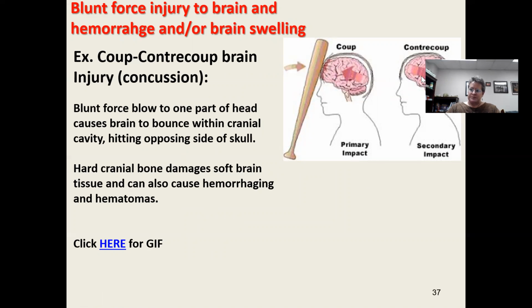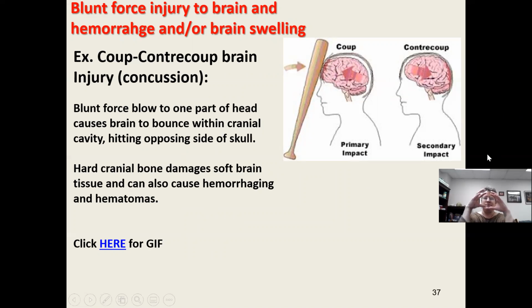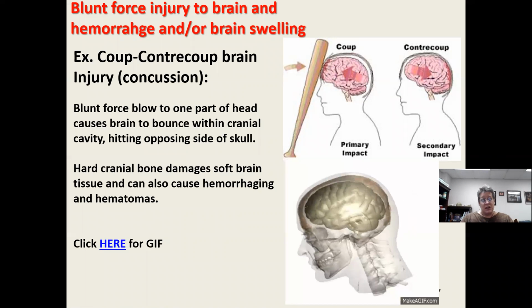And what happens is that the brain is held by some connective tissue inside a hard cranial case. The brain itself is very soft and tofu-like in consistency. So, if you have an impact, that's the coup. The brain gets impacted with the first hit. And what will happen is the brain will bounce inside the brain case and energy will be passed to the back. Now, I can explain this, but I can also just show you the GIF.